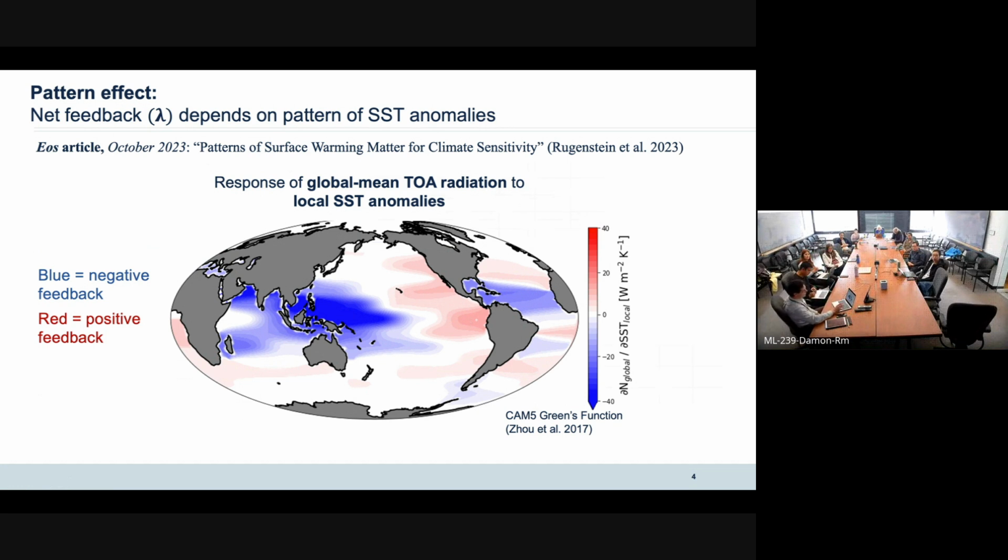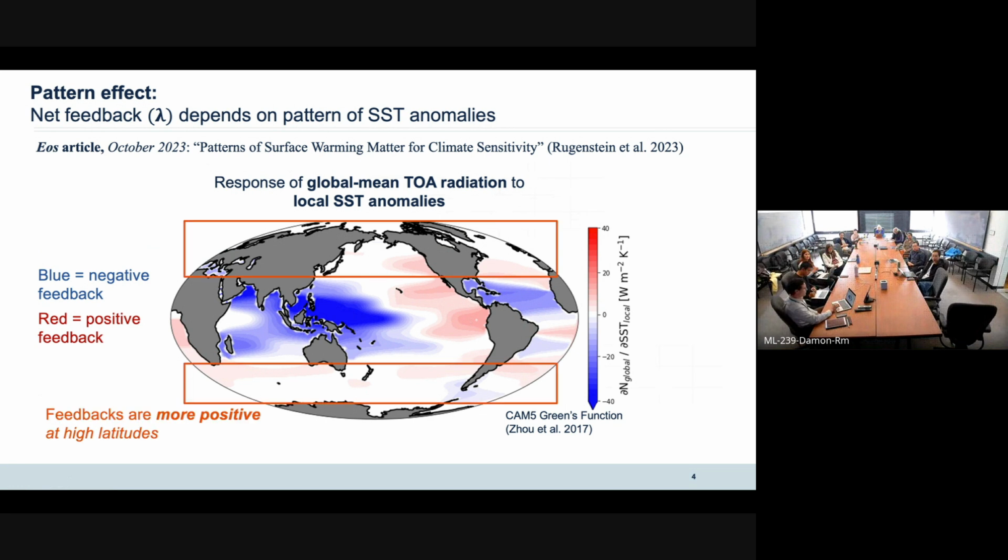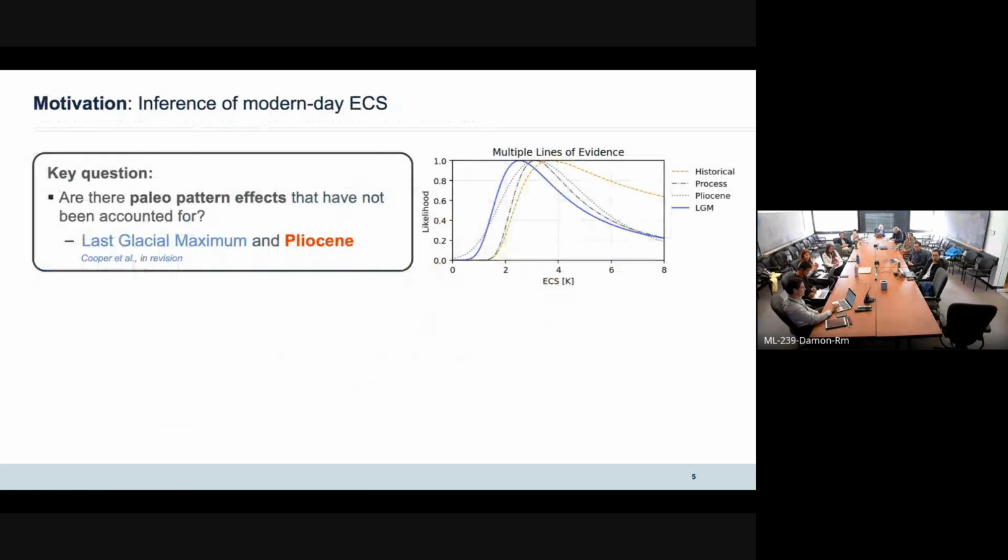So imagine reducing low cloud cover and letting in even more sunlight, which then further heats up the planet. The especially relevant piece for the paleo record is that the feedbacks tend to be more positive at higher latitudes. So any SST change that's outside of the blue regions tilts the scales towards a more sensitive climate. And that's something that we'll find for the paleo record, where temperature changes tend to be amplified at the higher latitudes. So the main focus for this work is: are there pattern effects in the paleo evidence for climate sensitivity that have not already been accounted for?